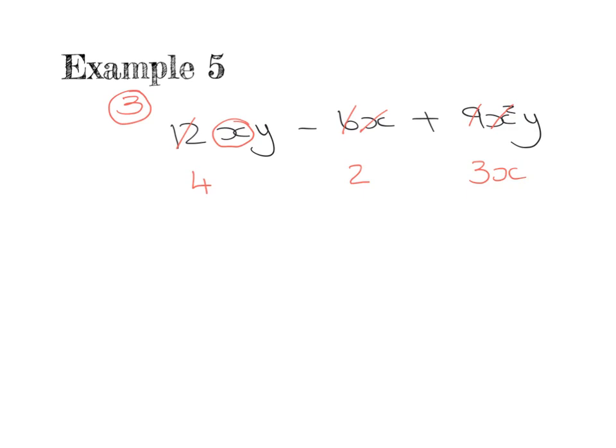My next alphabet letter is the y, but it's not common. Why not? Because there's one, but there's no y, and there's one. So I just cross my y out and bring it down, cross that y out and bring it down. Now it's the turn of my signs, and I put my 3 and my x in front.